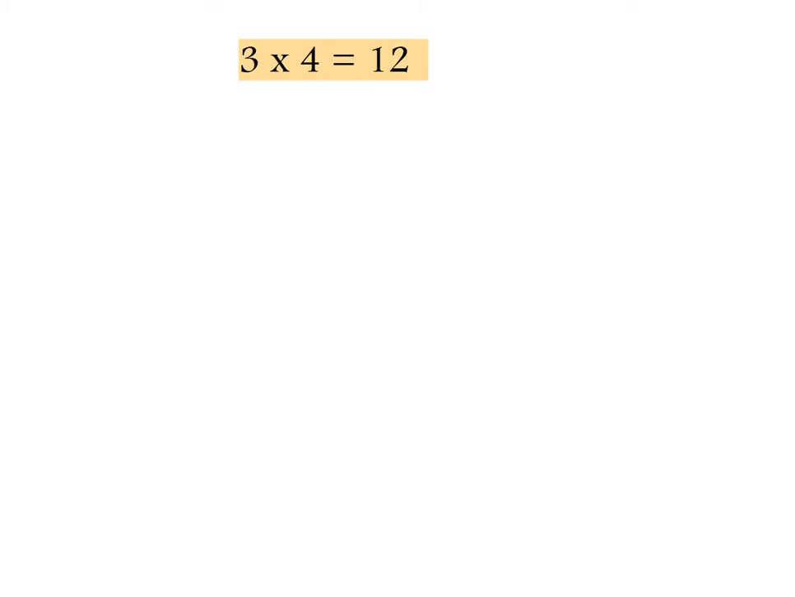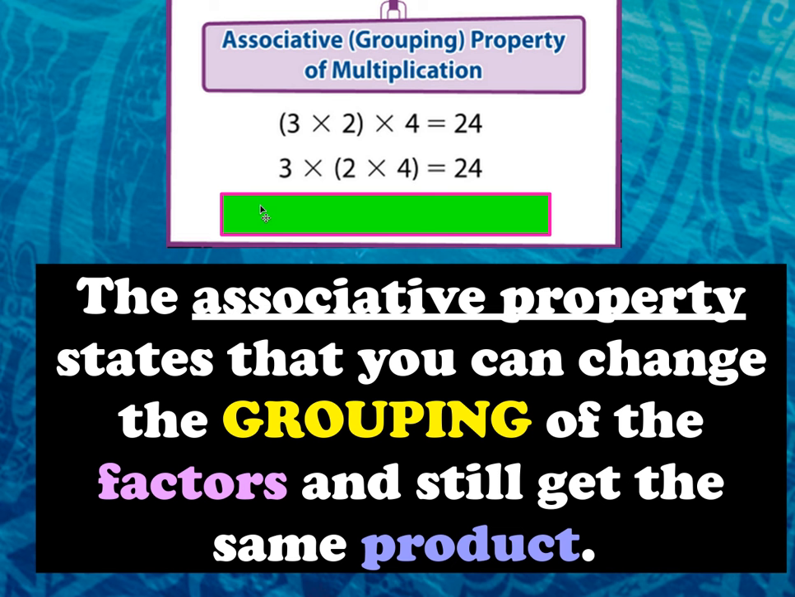Now let's look at the associative property. The associative property is when the grouping changes. That means what goes in the parentheses here is different. So when we change what's in the parentheses, is the answer going to be the same or different? The answer is going to be the same.